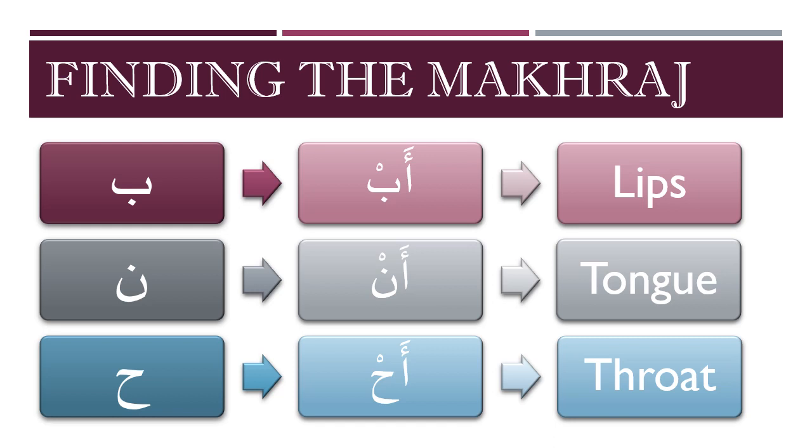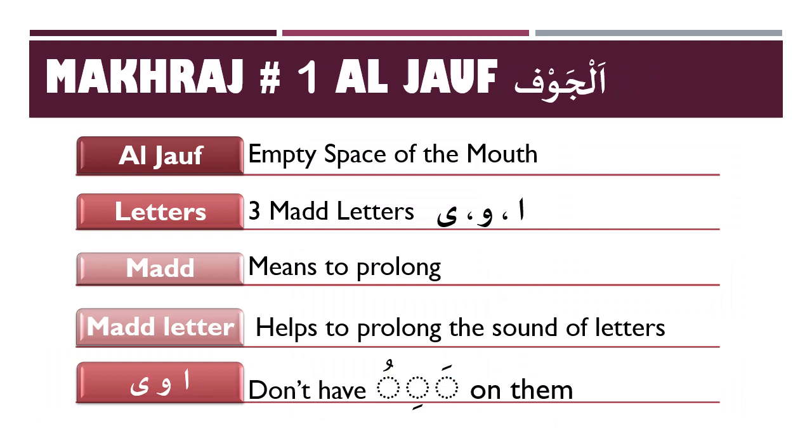Now we'll learn about the first makhraj, al-jauf, in detail. Al-jauf means the empty space of the mouth. There are 3 mud letters which exit out from al-jauf, and they are alif, waw, and ya. Mud means to prolong, and mud letters help to prolong the sound of any alphabet. The signs of mud letters are, they don't take any haraka. By haraka I mean fatha, kasra, or dhamma.